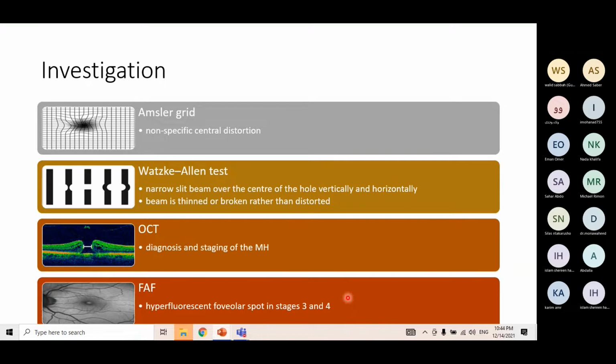So the main investigation is the OCT for the macular hole, because it helps you to diagnose the macular hole and make sure it's a full thickness hole rather than a pseudo hole or a lamellar hole, and it helps you to stage the macular hole and have an idea about the prognosis after surgery.